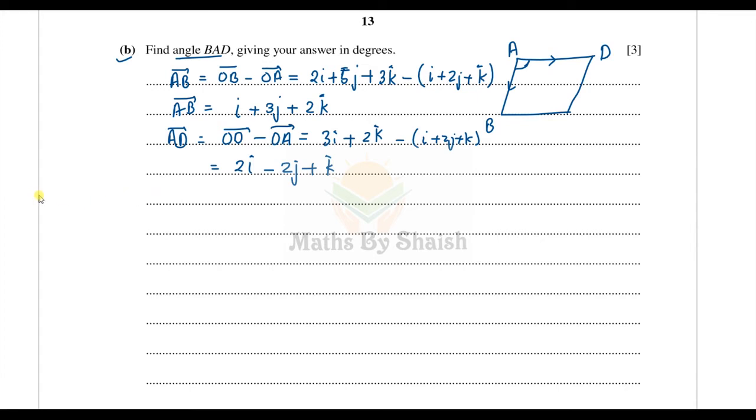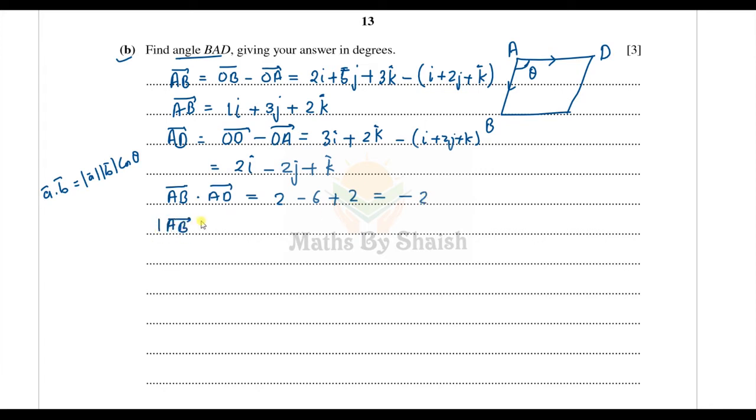And now we'll use the formula: a dot b is equal to the magnitude of vector a times the magnitude of vector b times the cosine of the angle between them. If this angle is theta, then this is going to be satisfied. First of all, you will find AB vector dot AD vector, that is the product of the corresponding coefficients and the sum of them: 1 into 2 is 2, minus 2 into 3 is minus 6, plus 2 into 1 is 2, so it is minus 2.